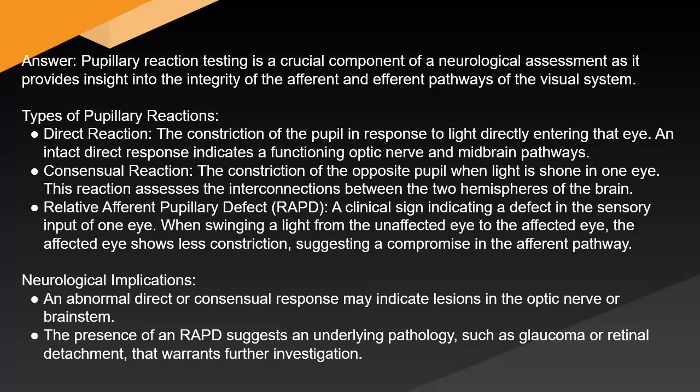Relative afferent pupillary defect (RAPD), a clinical sign indicating a defect in the sensory input of one eye. When swinging a light from the unaffected eye to the affected eye, the affected eye shows less constriction, suggesting a compromise in the afferent pathway. Neurological implications: an abnormal direct or consensual response may indicate lesions in the optic nerve or brainstem. The presence of an APD suggests an underlying pathology, such as glaucoma or retinal detachment, that warrants further investigation.